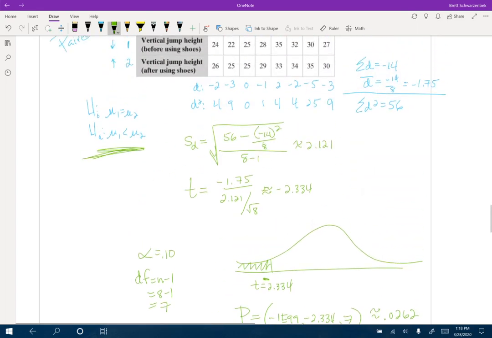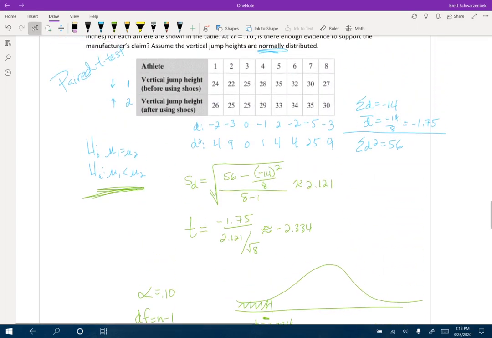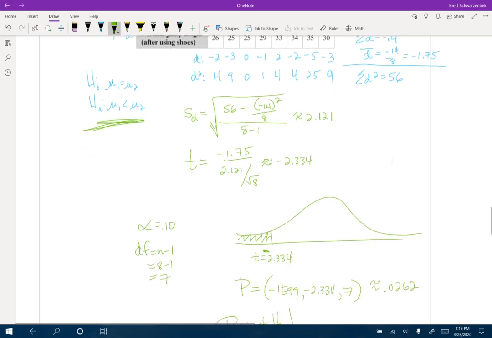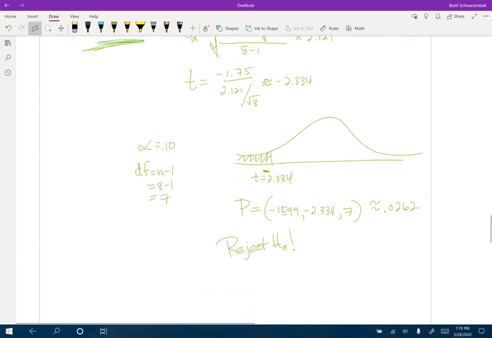So what does that mean? Our initial statement stated basically that the heights would be the same for both shoes, so we are rejecting that and stating that the shoes would help, meaning the athletes would be jumping higher in this scenario.